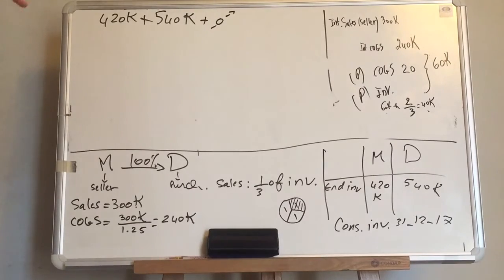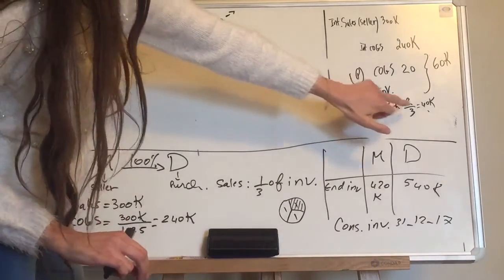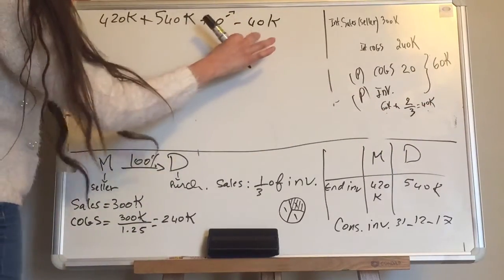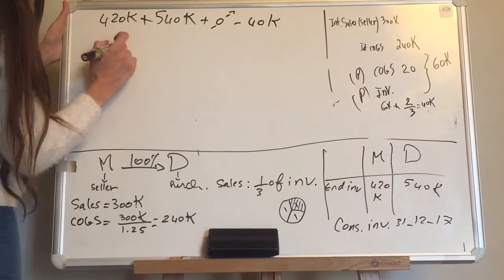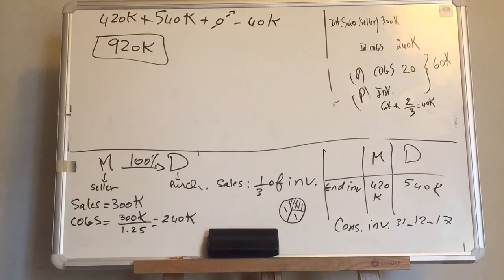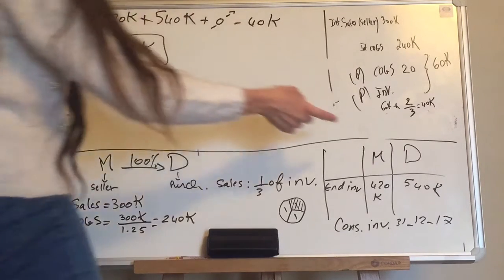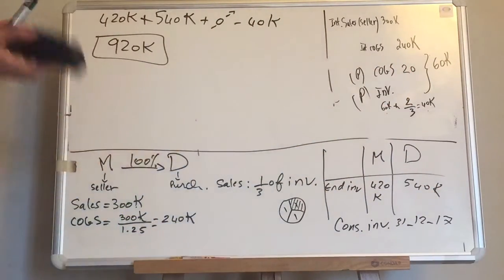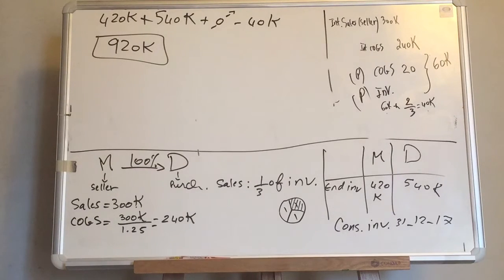Minus the inventory profit, minus the 40K. 540 minus 40, 500. 500 plus 420, it's 920K. This is the amount of the consolidated inventory at year end. No adjustment to fair value because they did not mention it. They didn't say that the inventory of the sub went up or down by X, so I do not have to worry about this one.